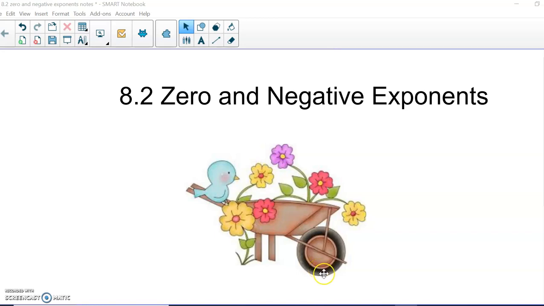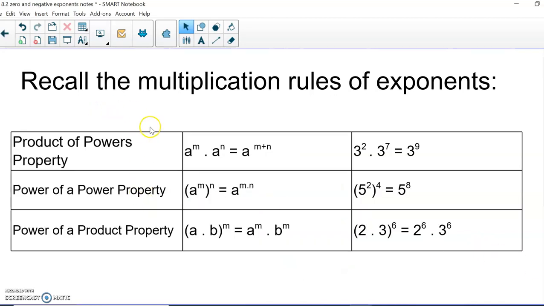This is Algebra 1, Lesson 8.20, Negative Exponents. As a review of the rules we've learned so far with exponents, the first thing we learned is if you multiply two exponents that have the same base, what you're really doing is adding the exponents together. For example, if you have 3 to the second power times 3 to the seventh power, it's really 3 to the ninth power. You just add the 2 and the 7 together.